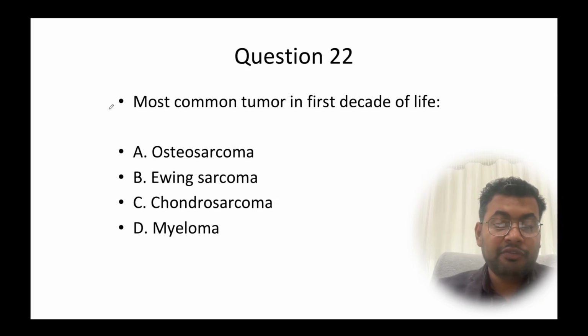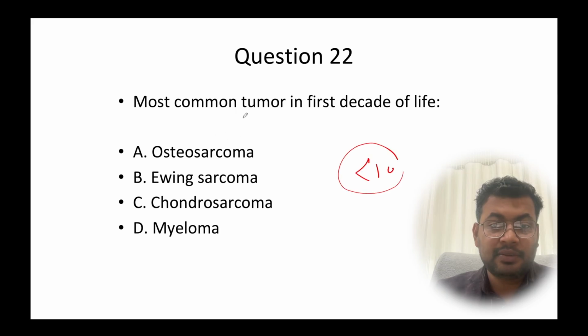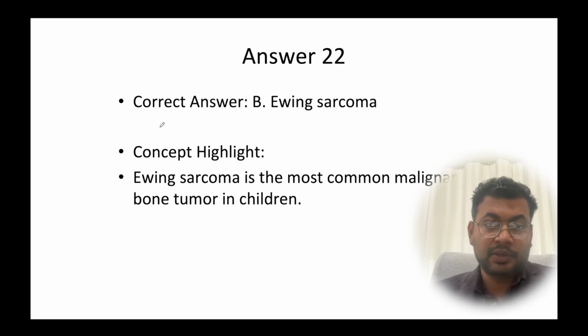Most common tumor in the first decade of life: osteosarcoma, Ewing sarcoma, chondrosarcoma, myeloma. So less than 10 years of age, the most common malignant tumor is Ewing sarcoma. So the youngest malignant tumor is Ewing sarcoma. So the answer is B, Ewing sarcoma.